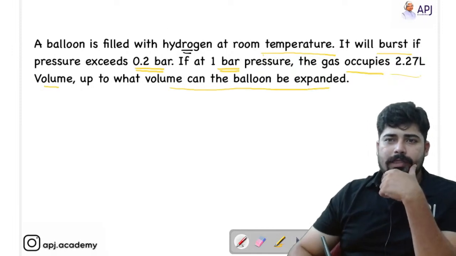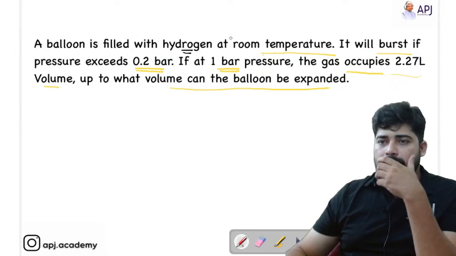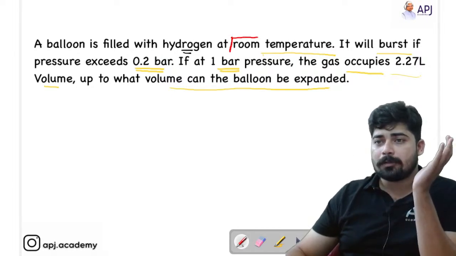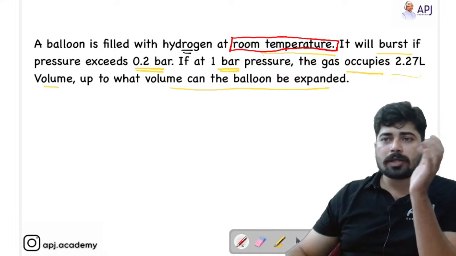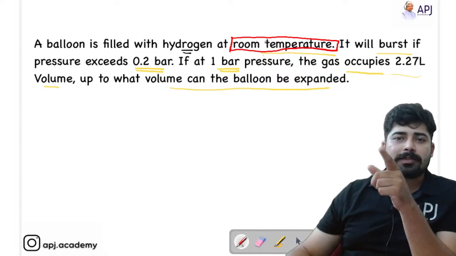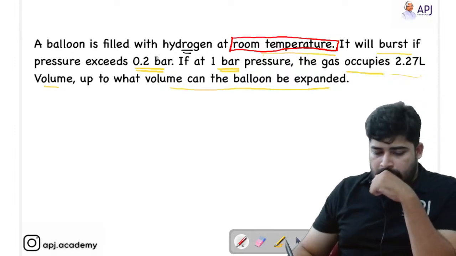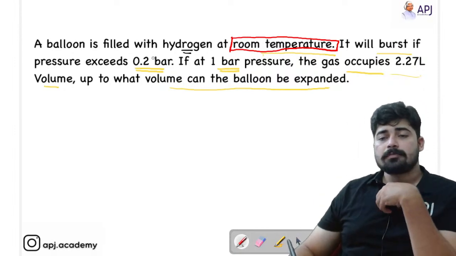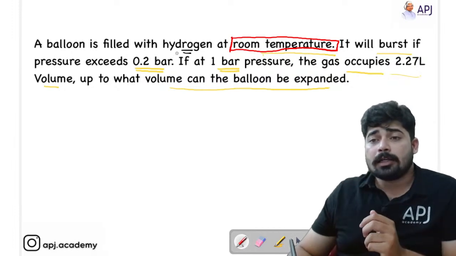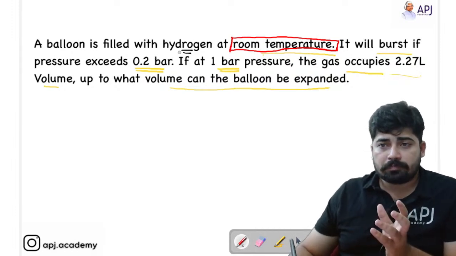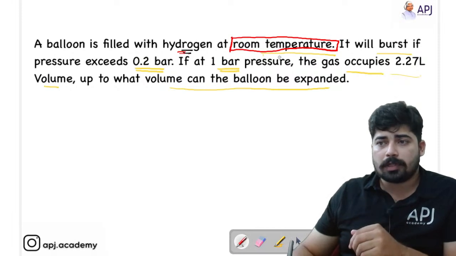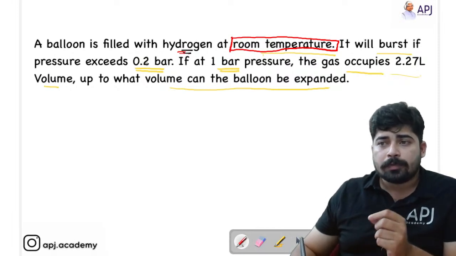So what is the question all about? Here you can see that there is no change in temperature. They have mentioned that this process, whatever process we are talking about in the question, is taking place in room temperature. That means at constant temperature. Now here you are filling a balloon with hydrogen gas, and they have told that it will burst if pressure exceeds 0.2 bar.